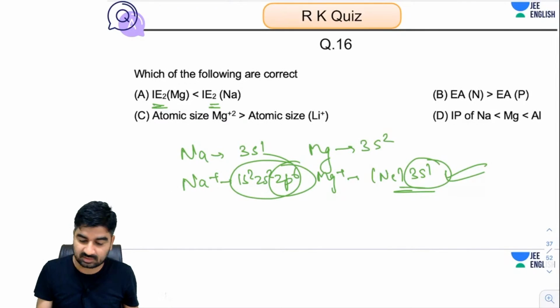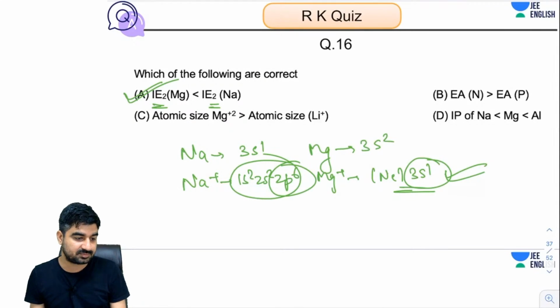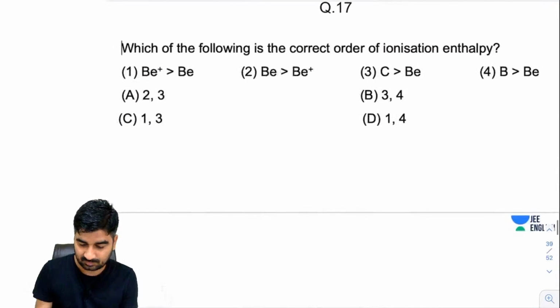So what will be the answer? It's A. Yes. Priya, Captain, Monica, you gave it correct. So let's move to the next problem.